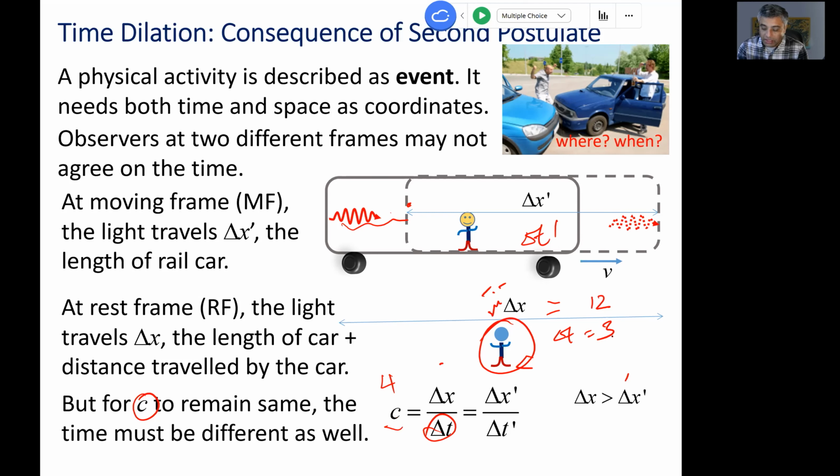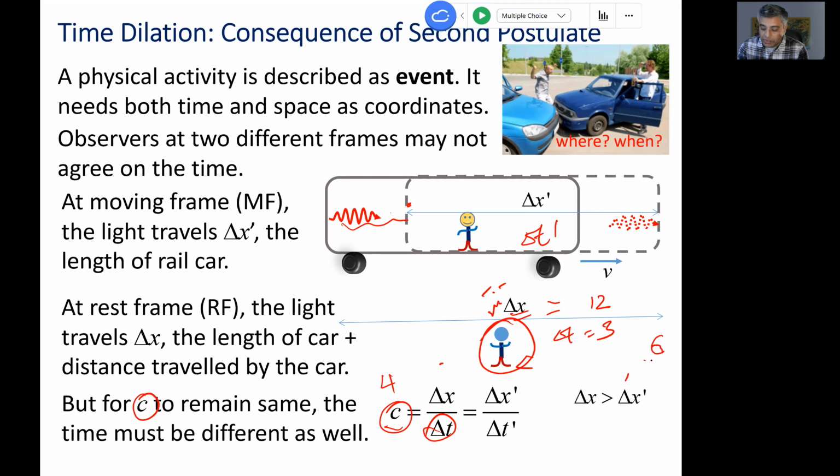Now, we need to have the c the same from the measurement of this one as well. And delta x prime is smaller, right? So let's say that number is just, how do I come up with that? Let's say 6, smaller. Delta x prime is smaller than delta x. Let's say that is 6, okay?